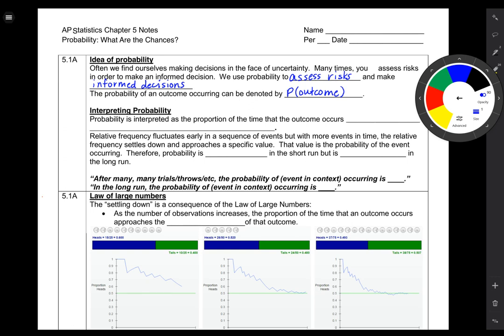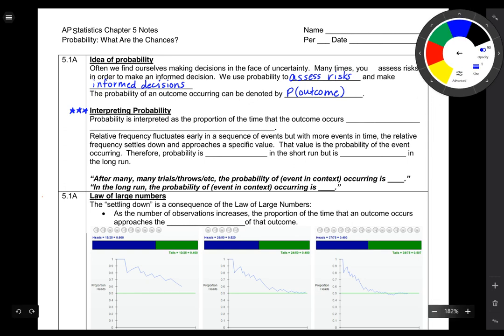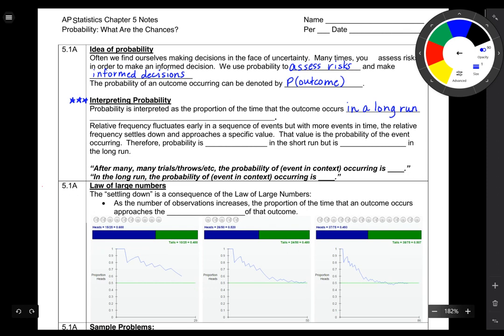As far as interpreting probability, this is one of the hardest things for students to interpret. So I'll put stars by here. Probability is interpreted as the proportion of the time that the outcome occurs in a long run. So over a large number of times, after many, many trials or many games or many flips, and so on. Or a very long series of repetitions.